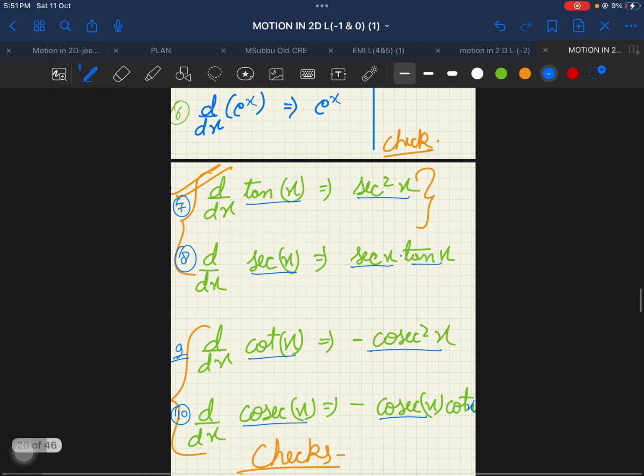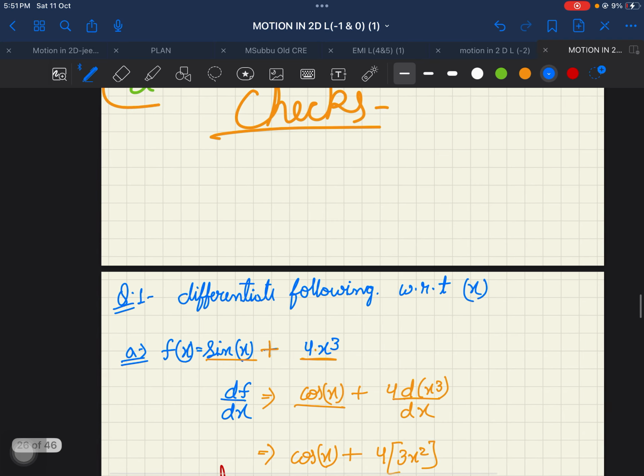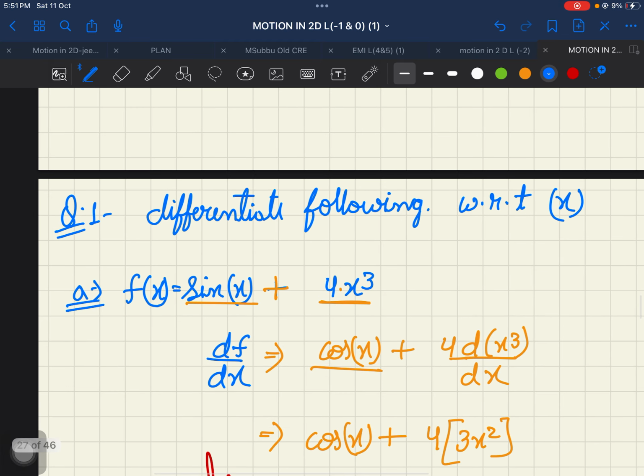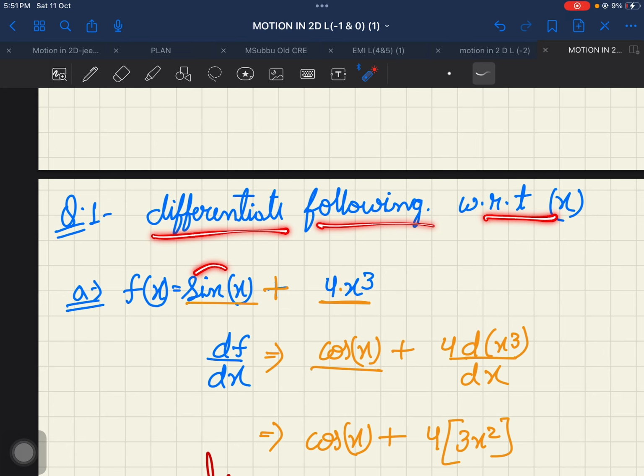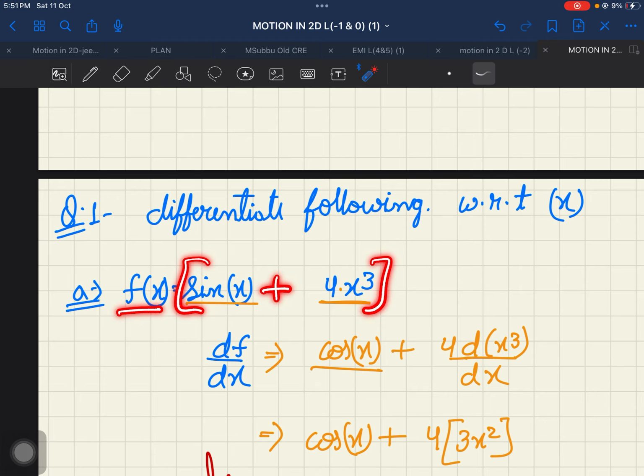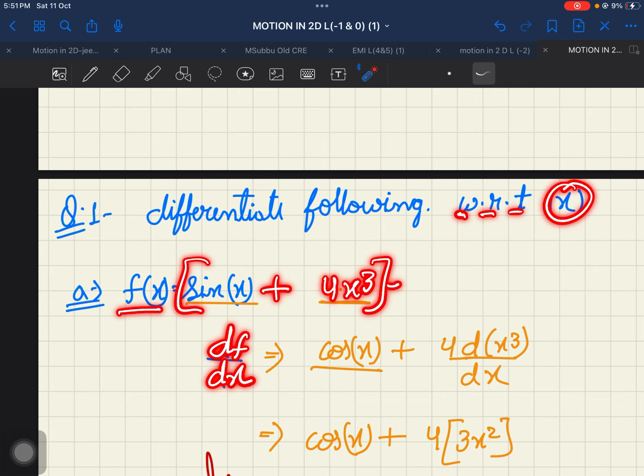Now let me tell you some basic examples of how to differentiate. Suppose you have a question like this: you have to differentiate the following with respect to x. Suppose you have to differentiate the function f(x), which is nothing but f(x) equals sin x plus 4x cube. How will you differentiate? For differentiation, you have to find df by dx, differentiating with respect to x.